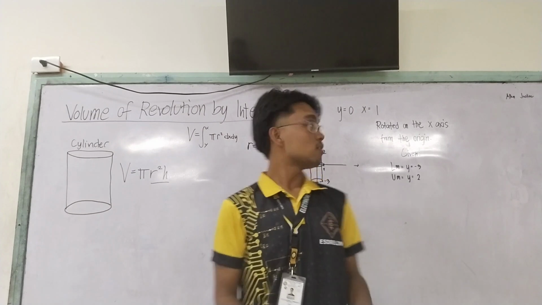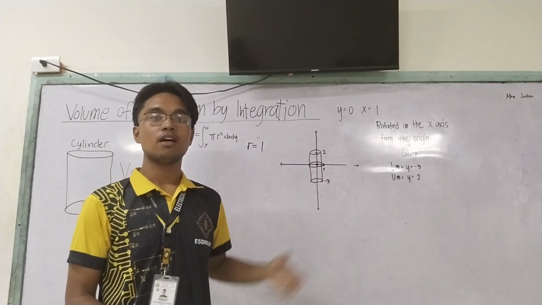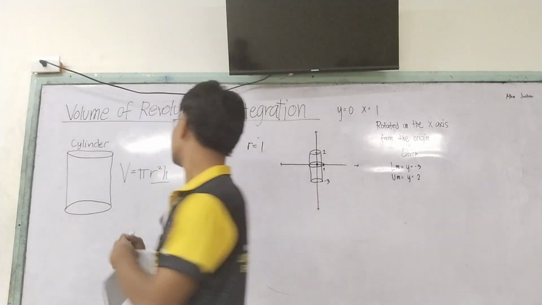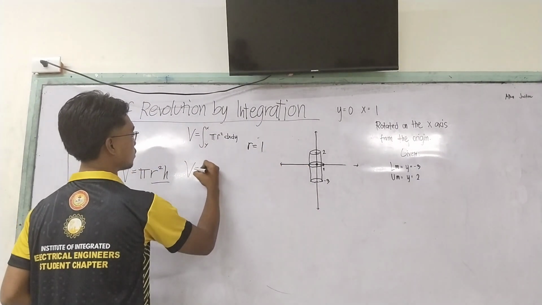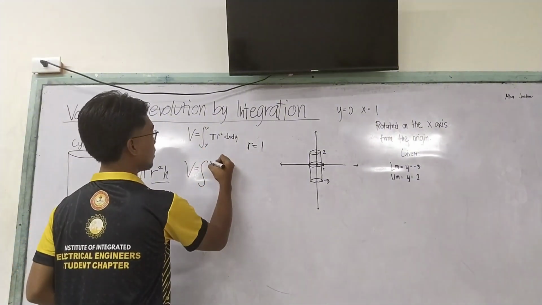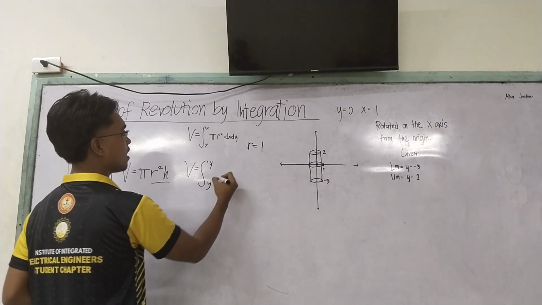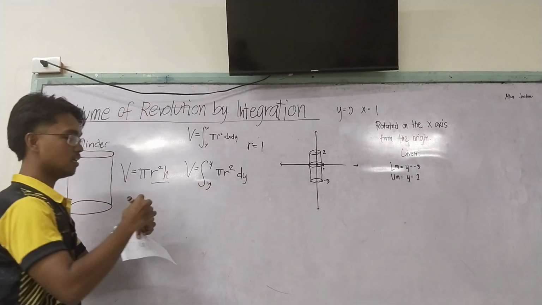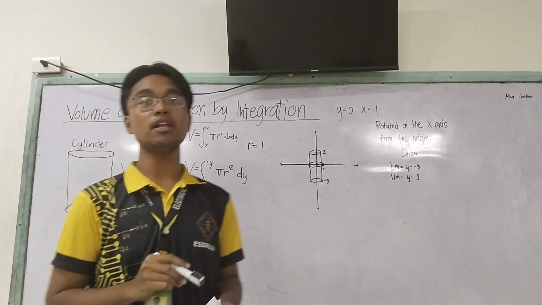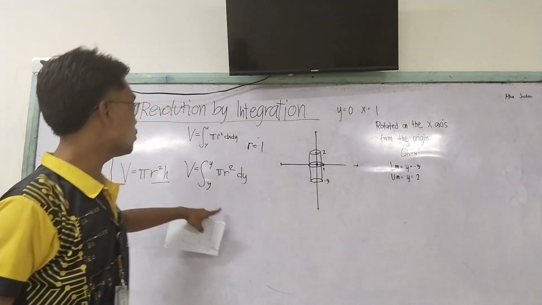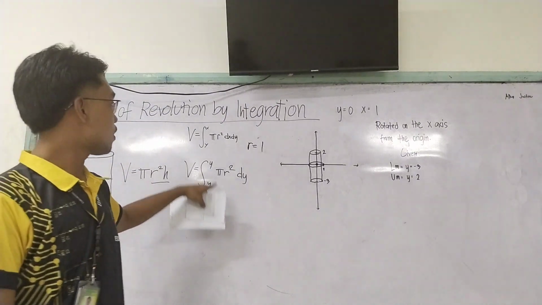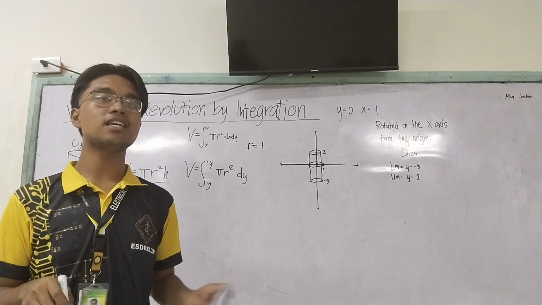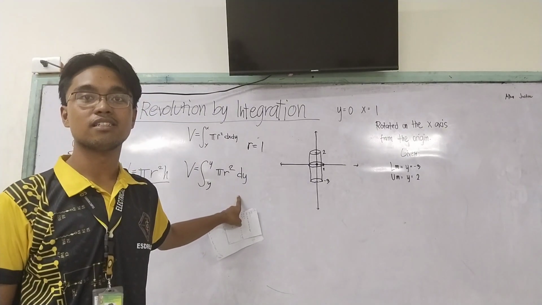In getting the volume of this cylinder, we will be using the formula that I introduced earlier, and that is V equals the integral from lower y to upper y of pi r squared dy. Since the given lower limit and upper limit are on the y-axis, we will be using dy. At this time, we cannot proceed yet since our radius is still missing.